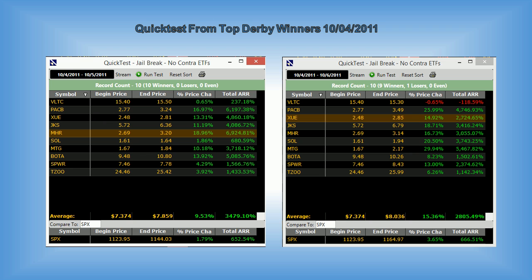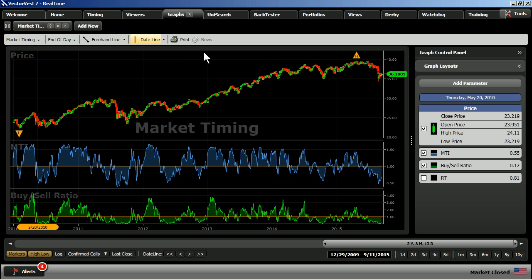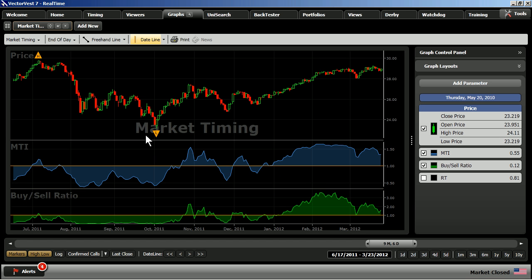This is simply going in, finding the best Derby winners, and entering the next day, provided the entry point is in place. Let's go into the program and take a look at how we would employ that entry point. If I go back to a graph, the time we're looking at here is now October of 2011. So let's take a closer look, October 4th to be exact. On that day, we see that the MTI and buy-sell ratio, again, are at historical lows there.